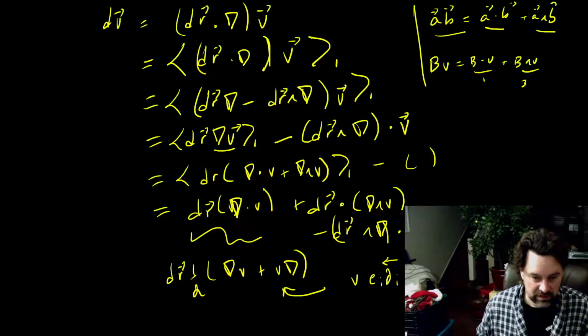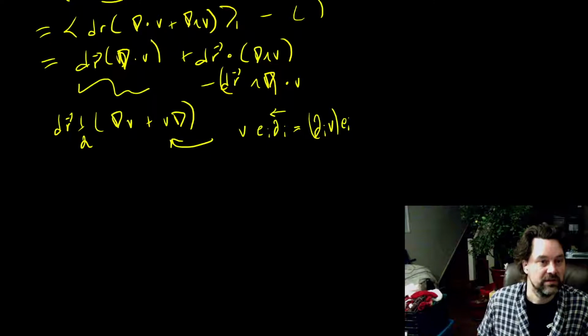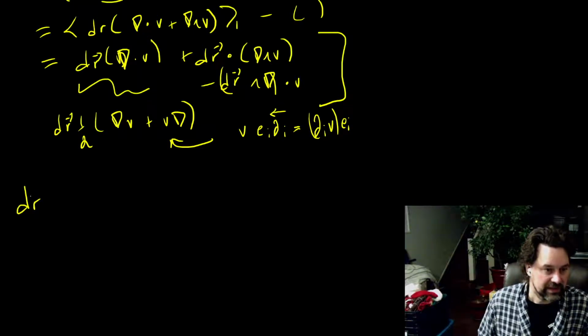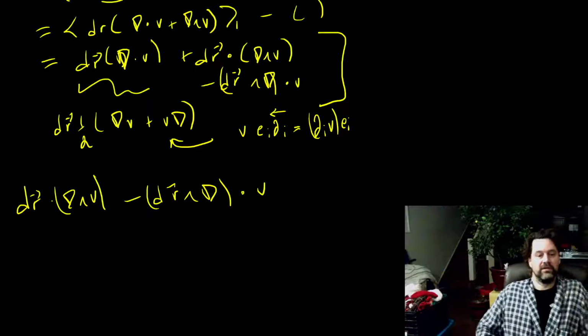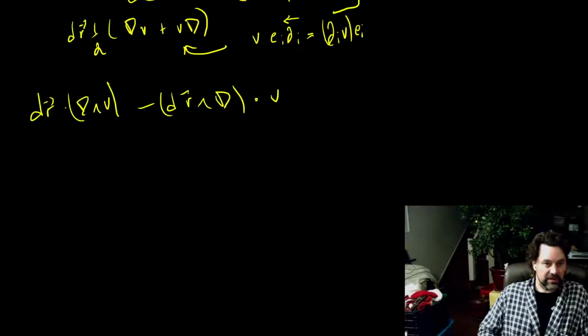All right. So now we want to look at this remaining term, this part here, dr dot grad wedge v minus dr wedge grad dot all dotted with v. So that guy, dr dotted with the curl, minus dr wedge grad dot v. And it's a little messy, but we can write this all out.